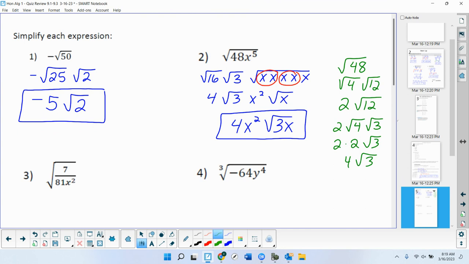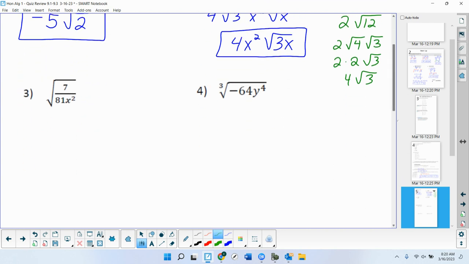Next one. Let's go to Ethan. Ethan, a lot of people were stopping me and asking me about this one. Okay? You have a square root of a fraction, can't have a square root of a fraction, so I'm just going to break it all up. Square root of 7, square root of 81, square root of x times x.